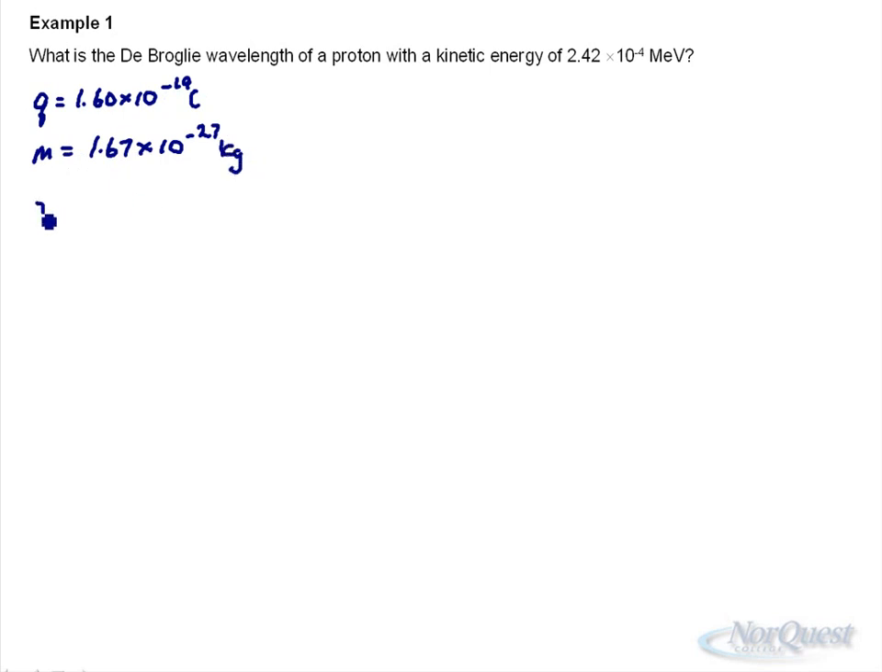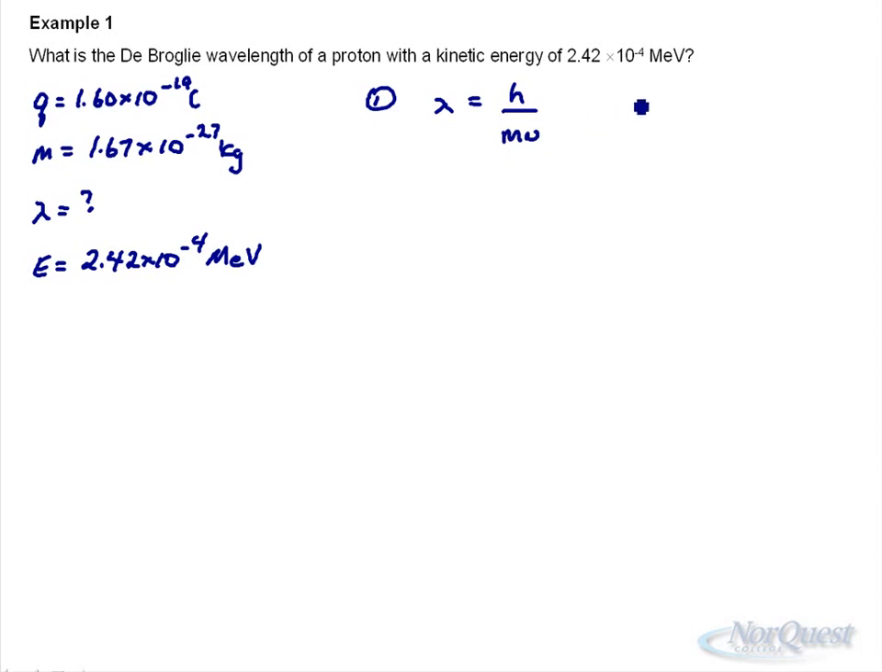We want the de Broglie wavelength, and we have its energy equal to 2.42 times 10 to the negative 4 mega electron volts. Now that's not in the right unit system, but we'll convert that when we go to our formula. We know the de Broglie wavelength from our notes: wavelength equals h over mv. So if we can figure out the velocity, we can then figure out the wavelength.